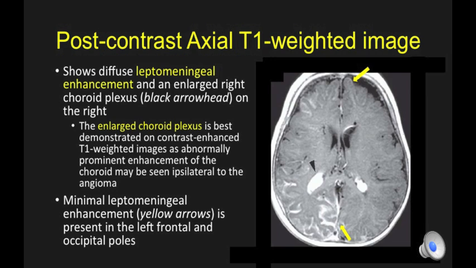This post-contrast axial T1-weighted image shows diffuse leptomeningeal enhancement and an enlarged right choroid plexus, seen at the black arrowhead on the patient's right. The enlarged choroid plexus is best demonstrated on contrast-enhanced T1-weighted imaging, as abnormal prominent enhancement of the choroid may be seen ipsilateral to the angioma. In addition, minimal leptomeningeal enhancement, designated by the yellow arrows in this image, is present on the patient's left frontal and occipital poles.